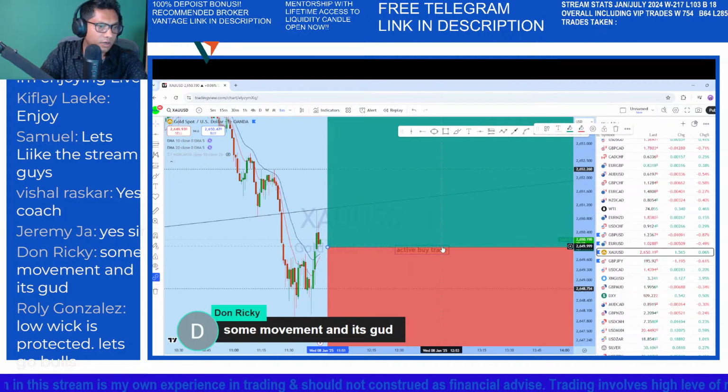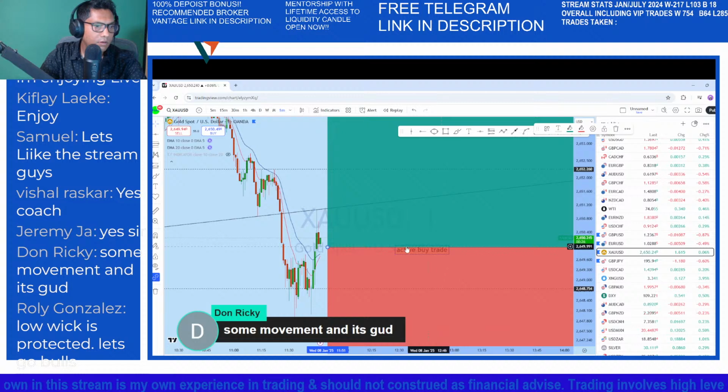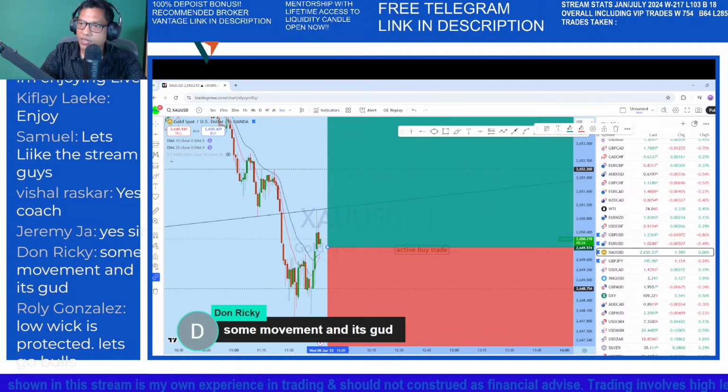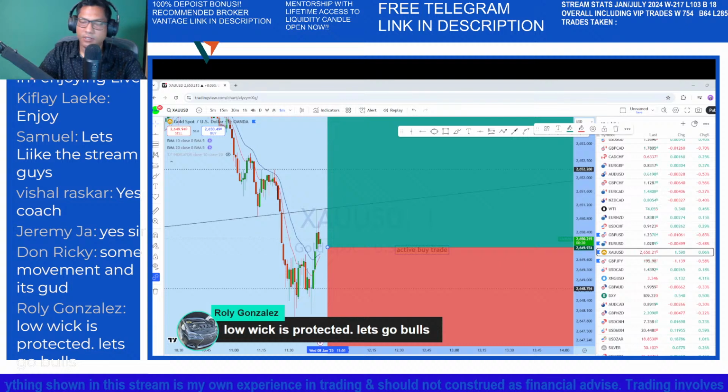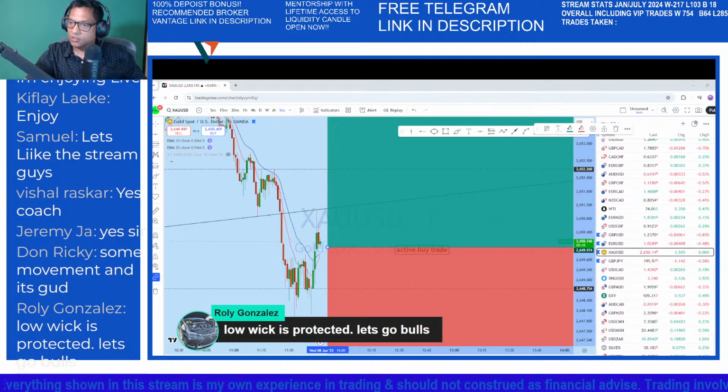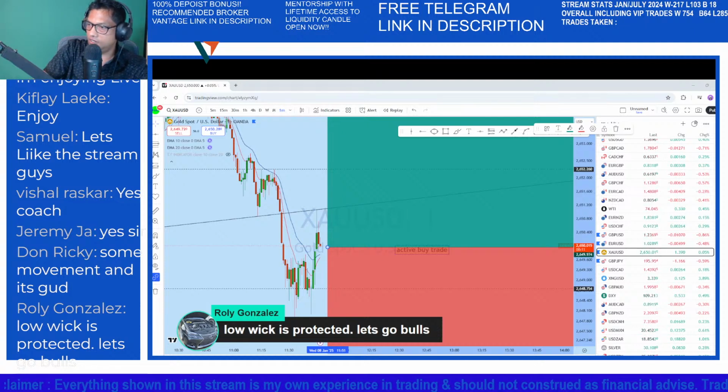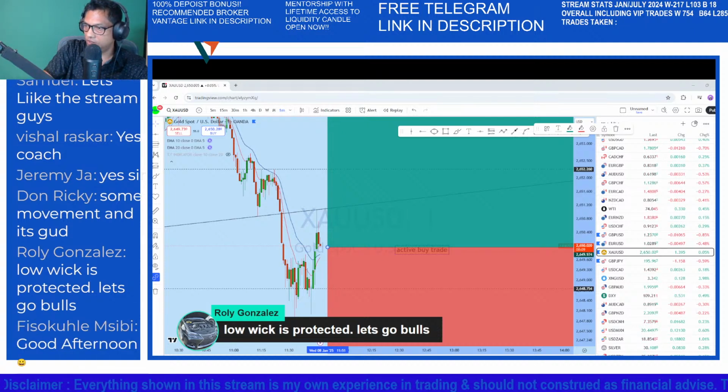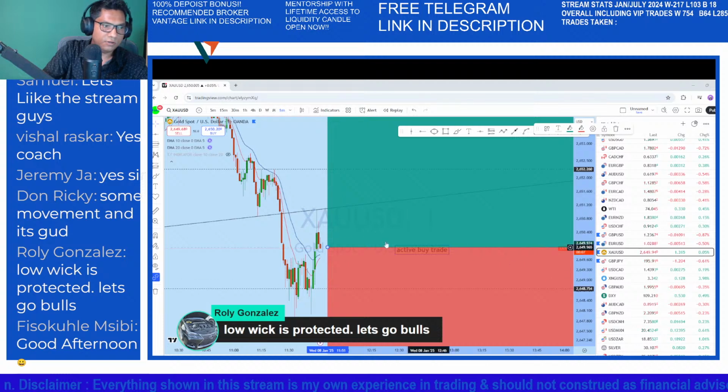So here we are, my bias is still to the upside, and you can see low week projected. Let's go bulls. Yeah, we are on the bullish trade with slight profit running in, and I think we might see a bigger move initially.